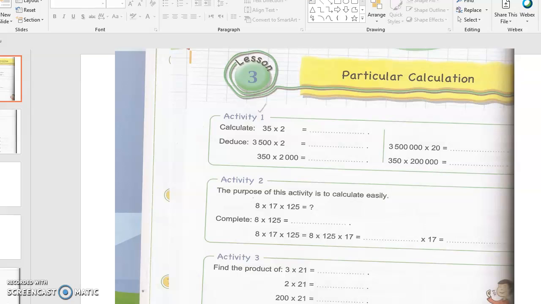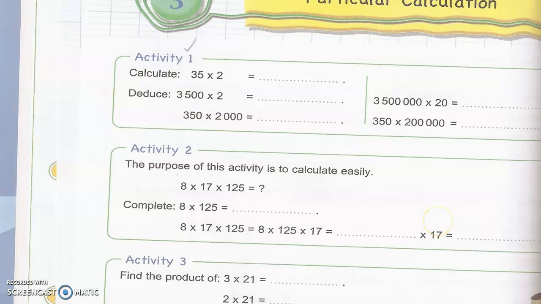Fine. Today we will start explaining a new lesson, particular calculation. Particular calculation, how do we multiply two numbers together? We will do activity 1, page 21.